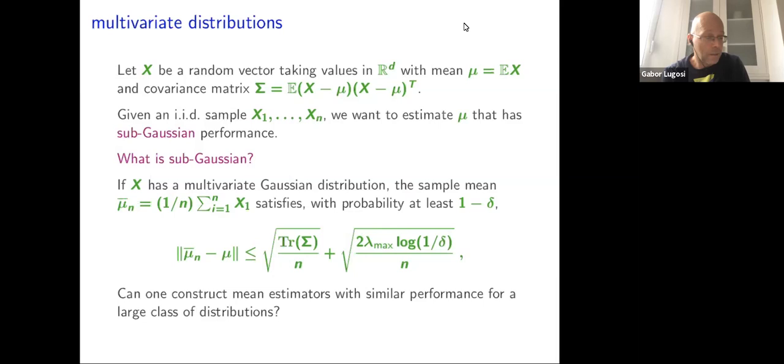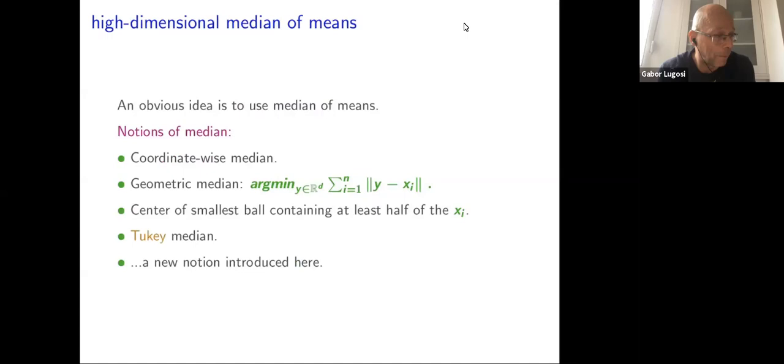So it's really nice that we have these two terms. This is somehow the expectation, and this comes from the random fluctuations. Now the natural question is, can we construct mean estimators that have this kind of performance without any assumptions of Gaussianity or anything of that sort? And the answer is yes, but let's go there little by little, baby steps. Maybe the first idea that you might have is to generalize the median of means estimator. So let's look at the high dimensional versions of the median of means.